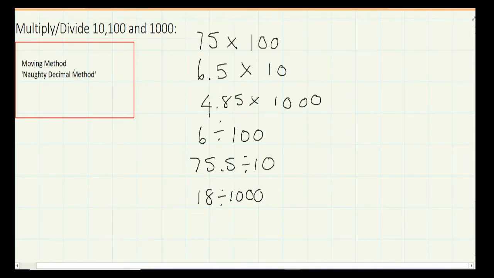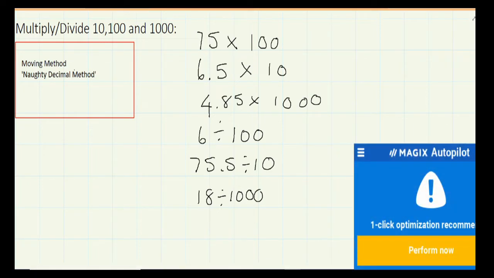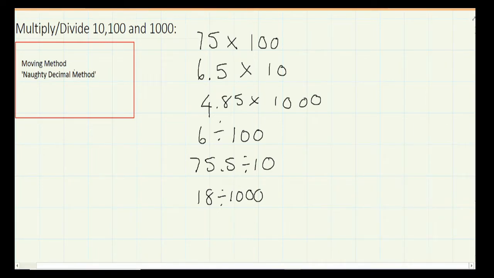I'm sure many of you are interested to know what the naughty decimal method is. It's naughty for just one reason. And the one reason is that when you're multiplying and dividing by 10,000, you're not moving the decimal point. And that's very, very important. You're not moving the decimal point. You're moving the numbers into different place values as a result of the number being multiplied or divided.